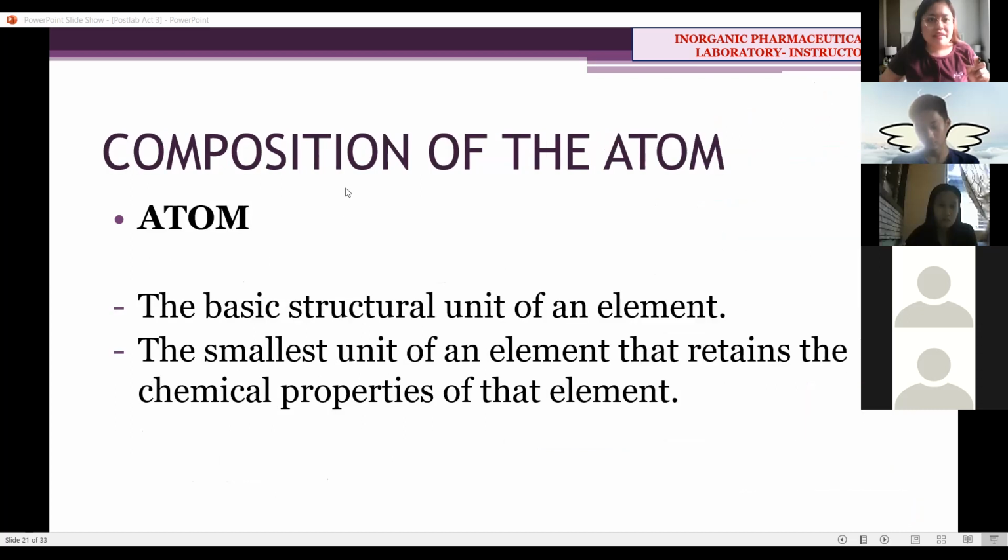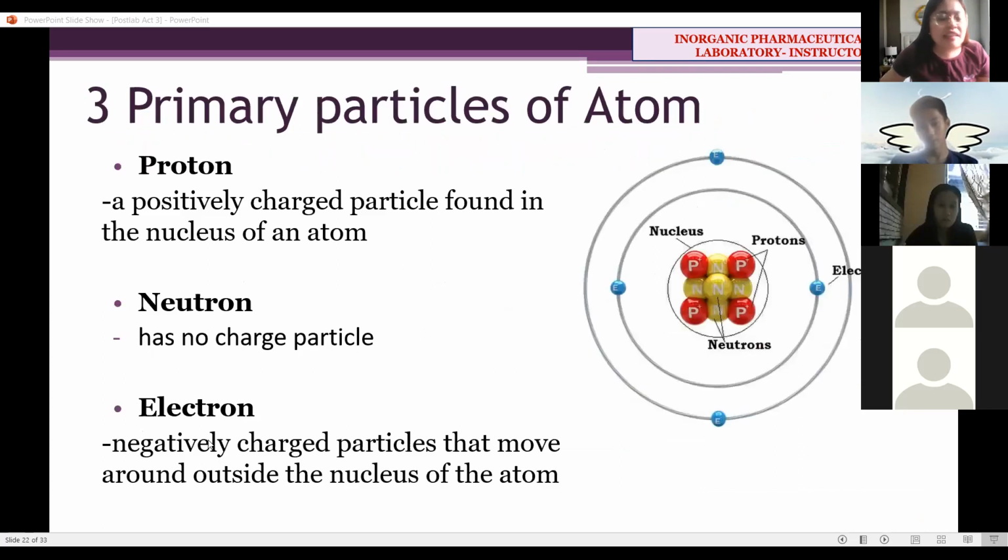Okay? So, composition of the atom. Do not forget, when you are asked what is the building block or the basic unit of matter, it's the atom, class. It's still the basic unit of our element, because the basic matter, the simplest matter, is the element. So we have three subatomic particles. You already know that the proton is positively charged, the neutron has no charge, and the electron is negatively charged.